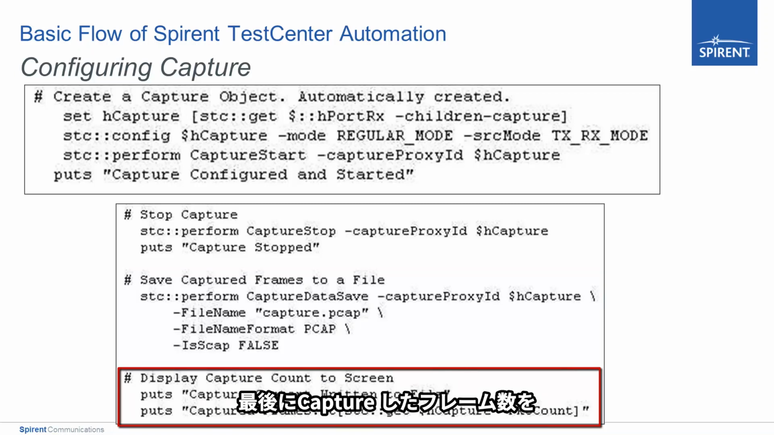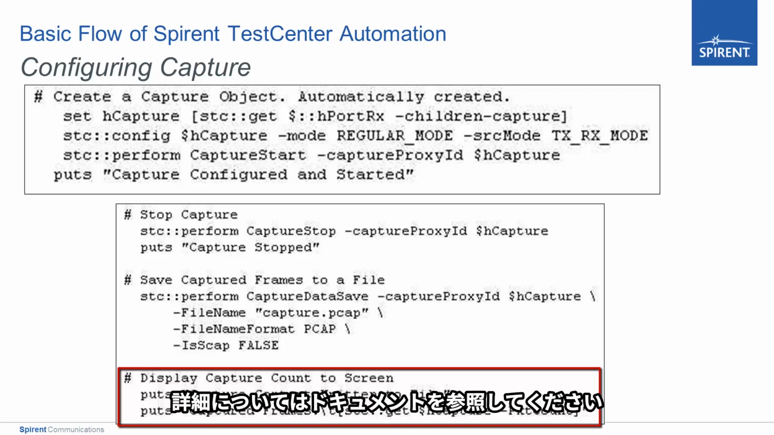Finally, you'll see display capture count to screen, where we just want to, in this case, display how many captured files we actually have gathered. And in this case, after the puts statements, we perform an stc get on the object and the capture object, and then we're just looking for the dash packet count. So once again, you would have to look in the documentation under the capture object in the object reference, and you could see what attributes you can access.